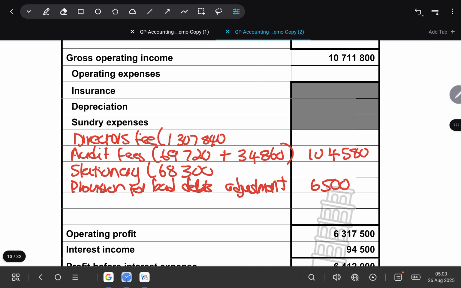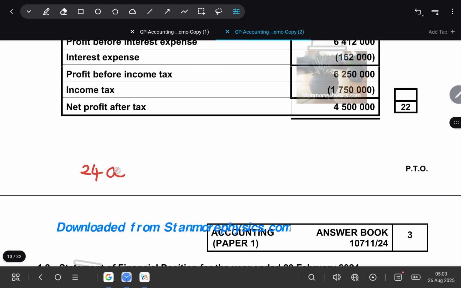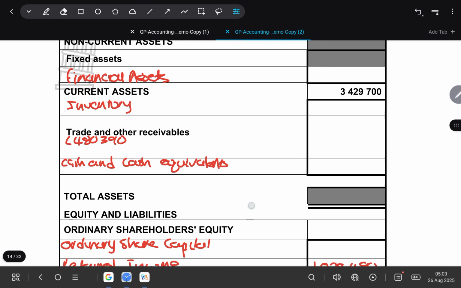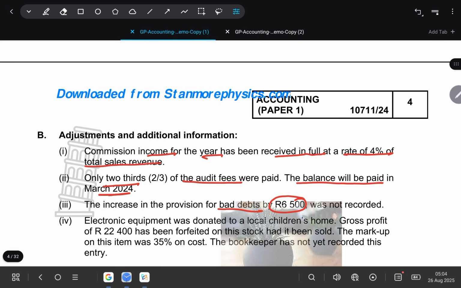So it means that 24,000 was the old provision. So the new provision now, if you say 24,000 plus, because they're saying that they've increased the provision, it will give you the new provision for bad debts. So 24,000 plus 6,500 gives us 30,500. So this 30,500 must be subtracted in trade and other receivables. So we'll say minus 30,500, because provision for bad debts should be subtracted. I hope we are in one spirit.